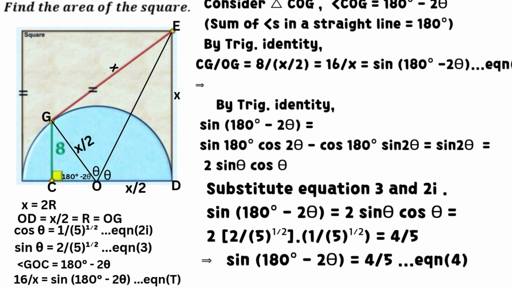After simplification of substituted values, this implies that sine of 180 degrees minus 2 times theta equals 4 over 5. We call it equation 4.